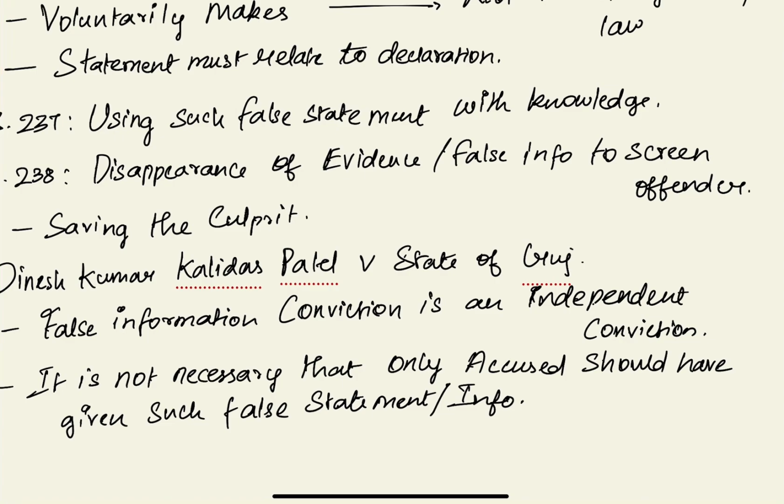So in this case, it has been held that false information is an independent conviction, and it is not necessary that false information has to be made only by the accused. No, it is not like that. The false statements can also be made by other persons, and they will also be held liable, and they will also be punished as if they have committed a separate offense. So it has to be treated independently.